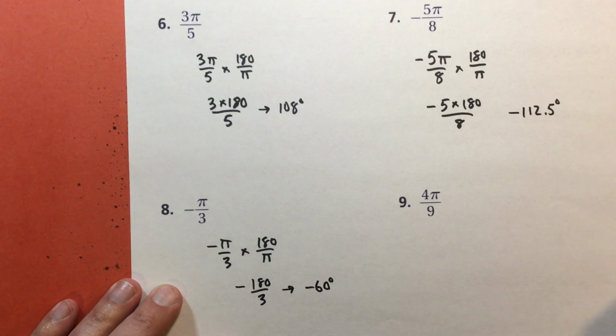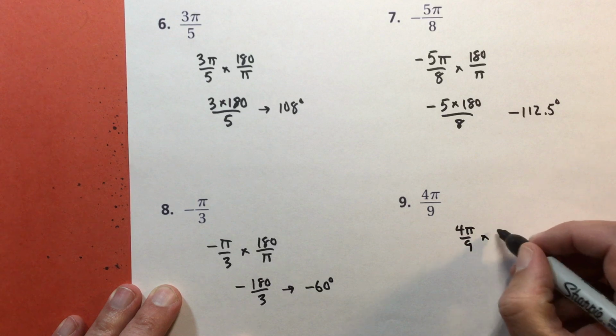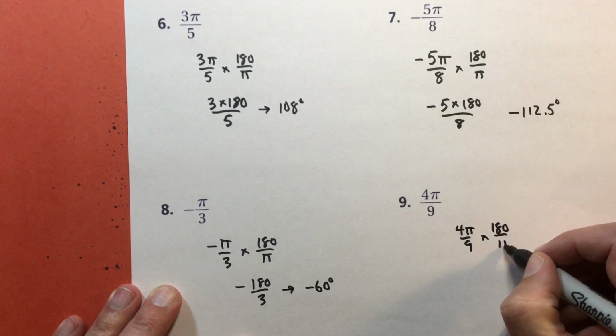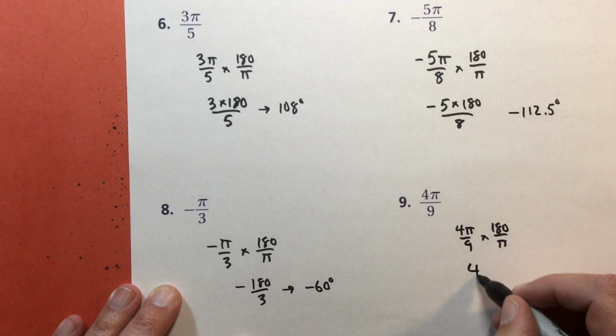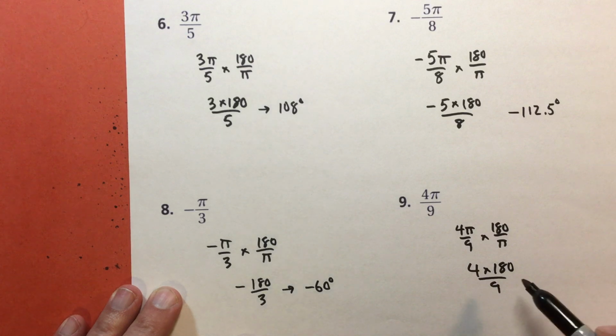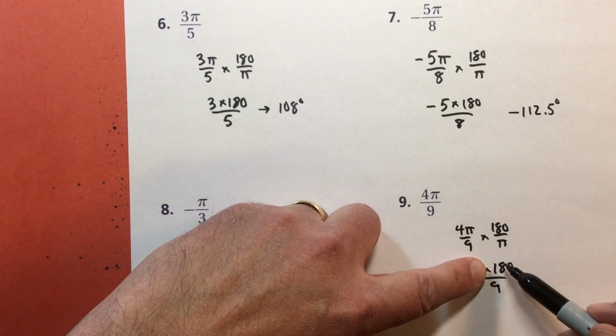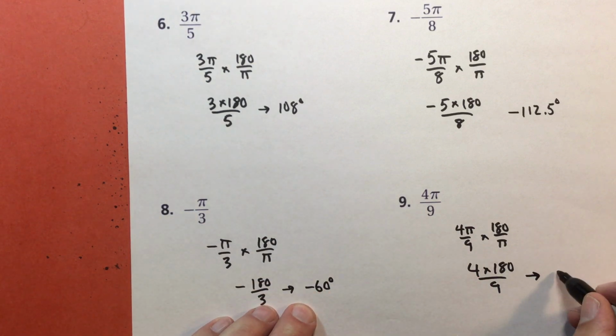And finally, 4 pi over 9 times 180 over pi. Again, the pi's are going to reduce, and I got 4 times 180 divided by 9. And this is where it might be easy if I do the division first. 180 divided by 9 is just 20. So 4 times 20 gives me 80 degrees.